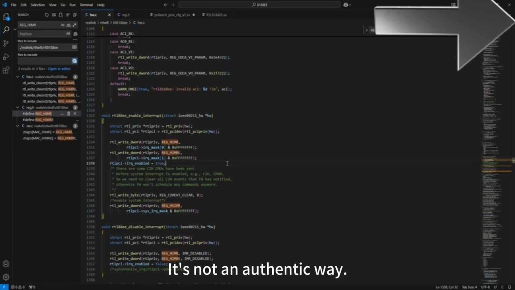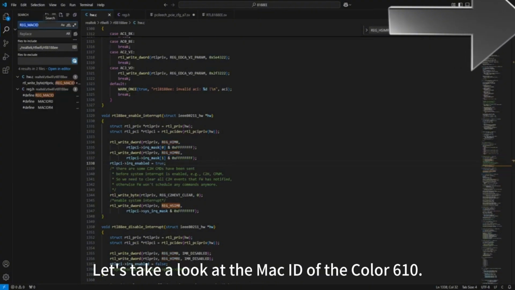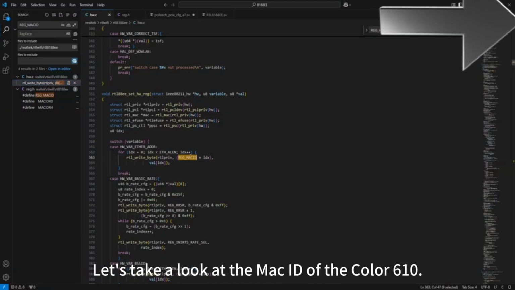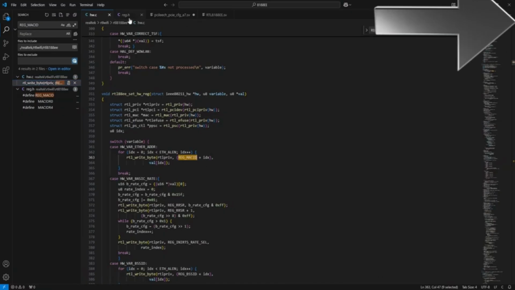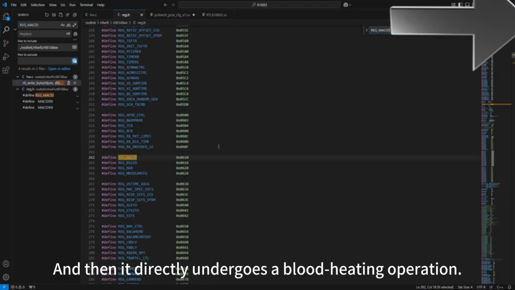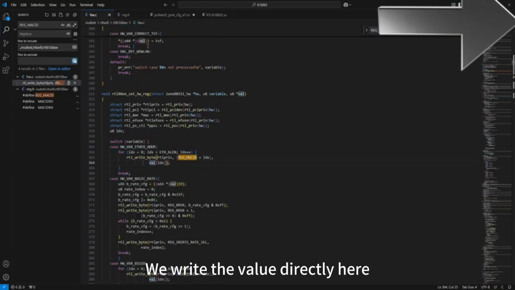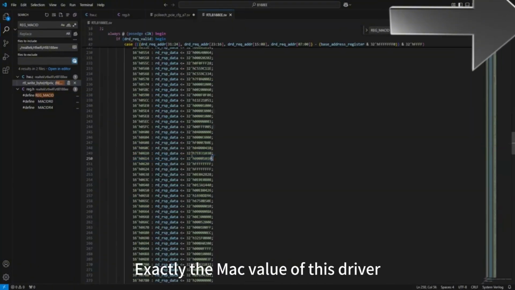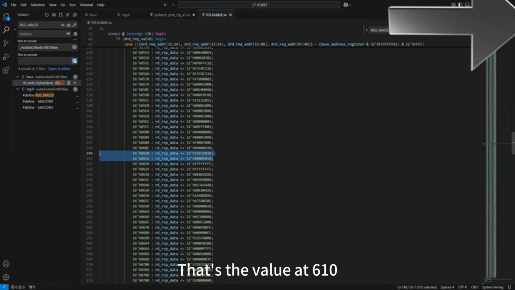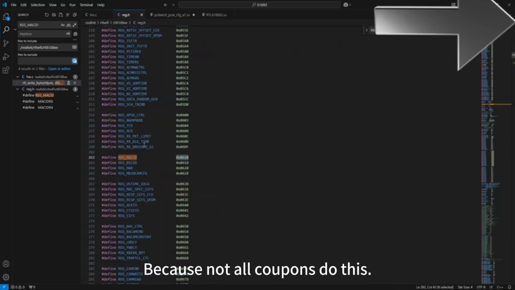Okay, we can take a look at this Mac calculator of his. Only one red value. Let's take a look at the MAC ID of the color 610. At this 610. And then it directly undergoes a blood heating operation. And so we were at the pawn shop. We write the value directly here. We'll find exactly the MAC value of this driver. That's the value at 610. Well, it's actually a coincidence.